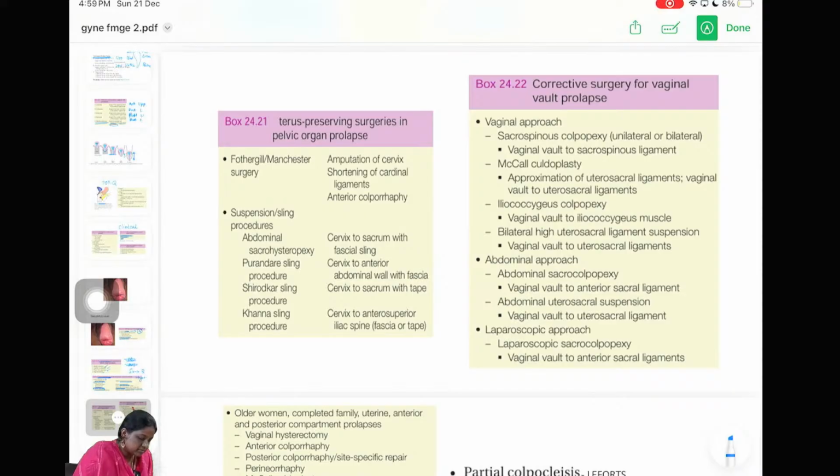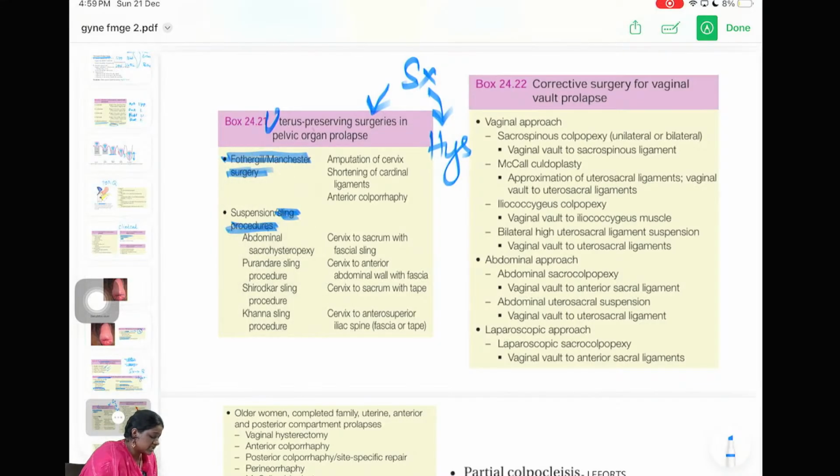So here, what are the surgeries that you know of? Surgeries can be uterus preserving surgeries and surgeries which are done along with hysterectomy. What are the uterus preserving surgeries that you know of? That is Fothergill's or Manchester surgery. And then it is going to be sling procedures.